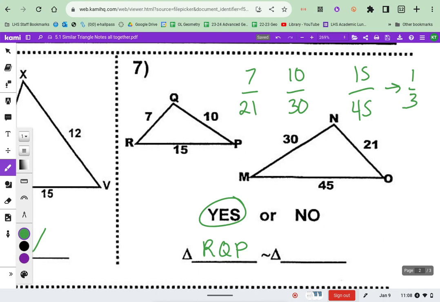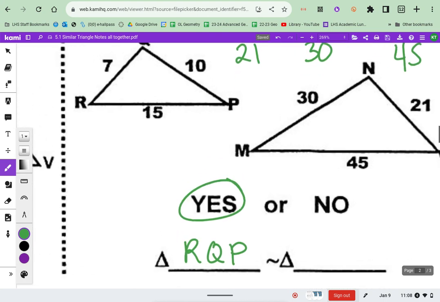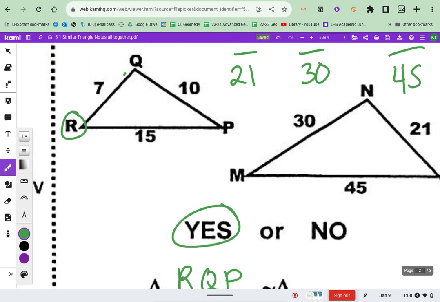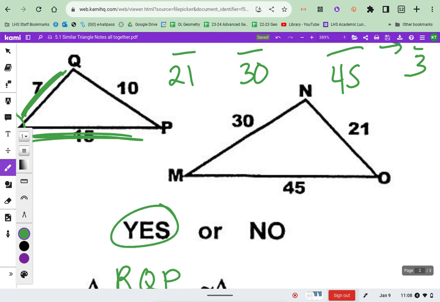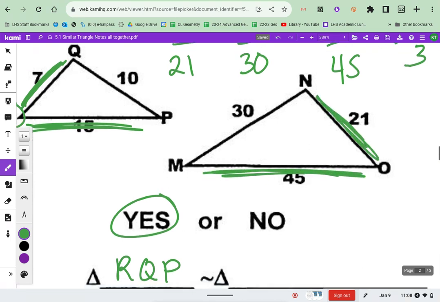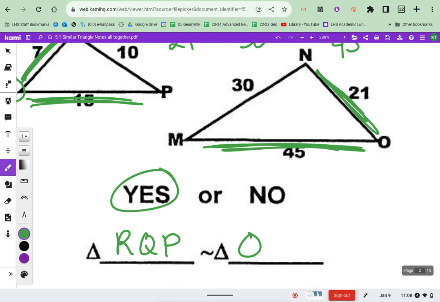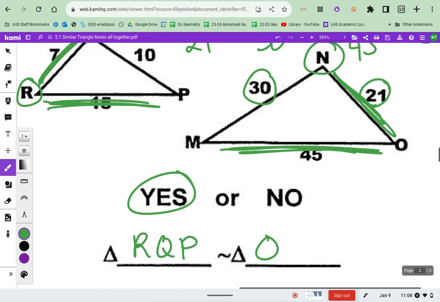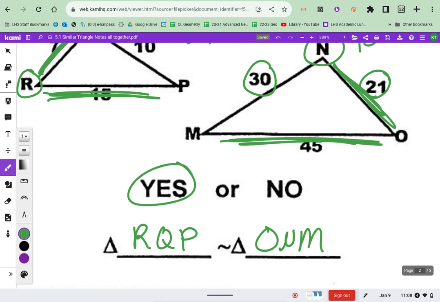I'll tell you guys how I think about it if you're stuck on the visual part. So for me, I think, well, R, that angle is in between the smallest side and the biggest side of my triangle. So the angle on the right side that's between the smallest side and the biggest side of my triangle is O. So that's how I know that R and O go together. And then Q is next. Q was in between the smallest and the medium size, the 7 and the 10. So N is the one that's in between the smallest and the medium measurement of the other triangle. So N goes next, which means M is last.